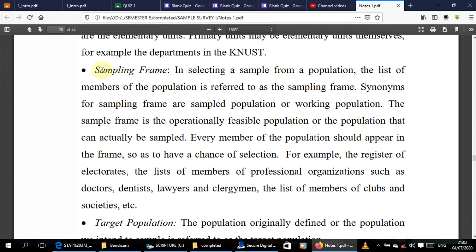And then the sampling frame. So you're selecting a sample from a population, the list of members of the population. It's like you want to take the average CW of KNUST students, then you have to list all KNUST students. List all of them, and that will form your sampling frame. So a list of all KNUST students is a typical example of a sampling frame.